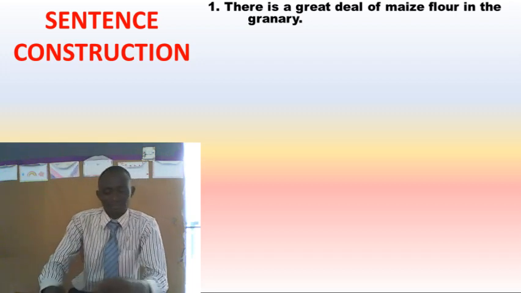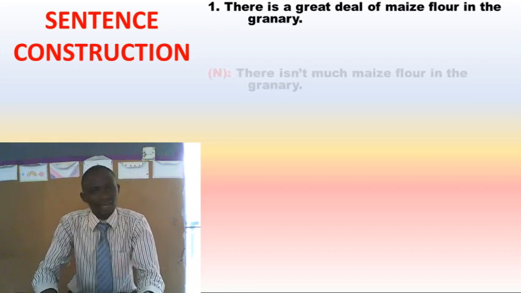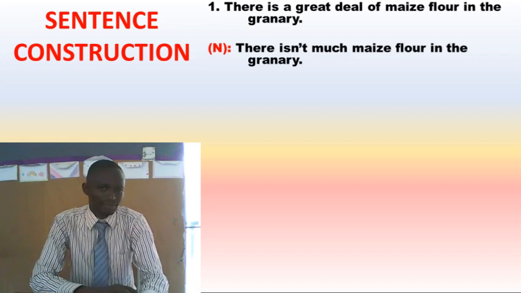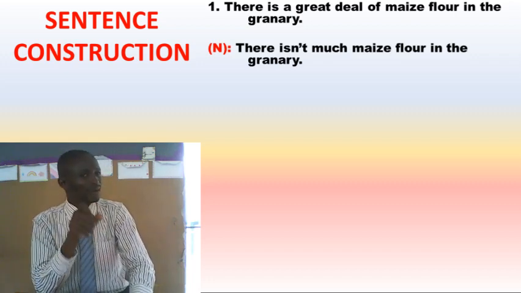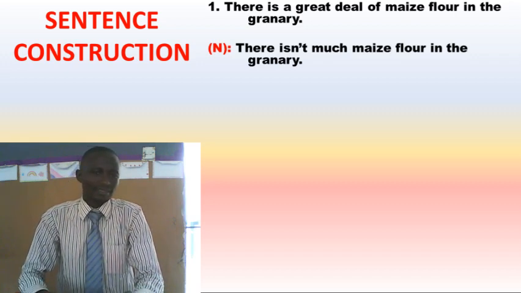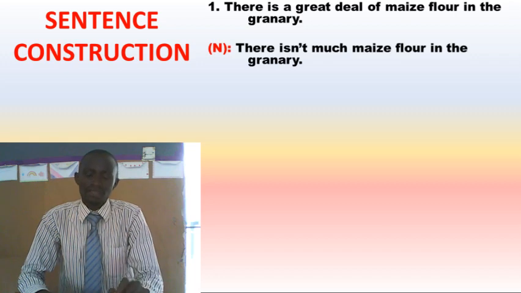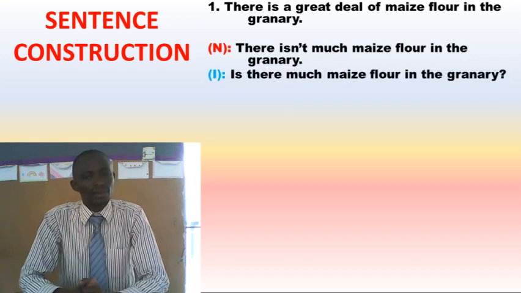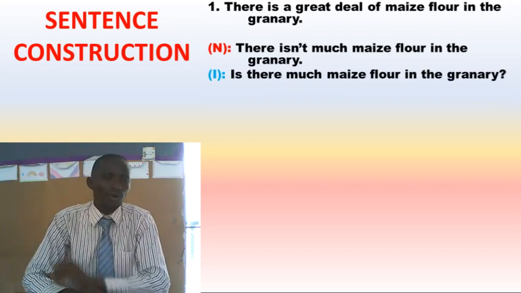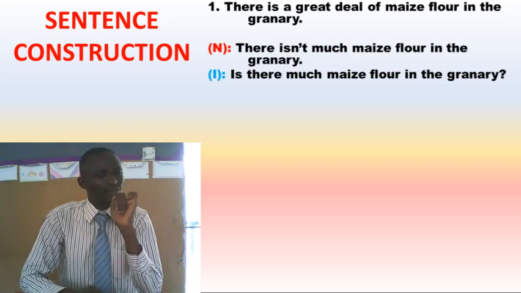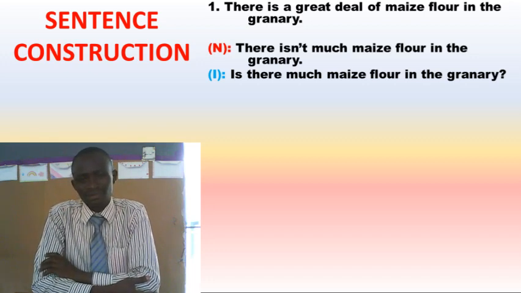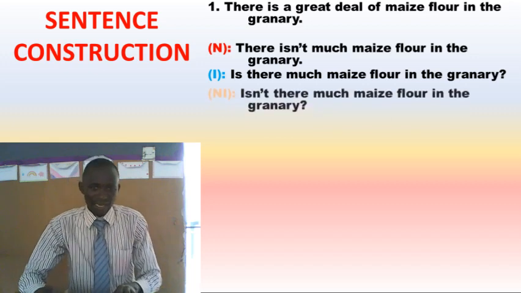So can you change this to negative? Our answer will be, there isn't much maize flour in the granary. There is no need of bringing a great deal of in our sentence, which is negative. That is it. So we can also ask, change the sentence interrogatively by saying, is there much maize flour in the granary? That is a sentence in interrogative form, or a sentence in a question form. We can also say, isn't there much maize flour in the granary? Any of those can be taken as our answer.